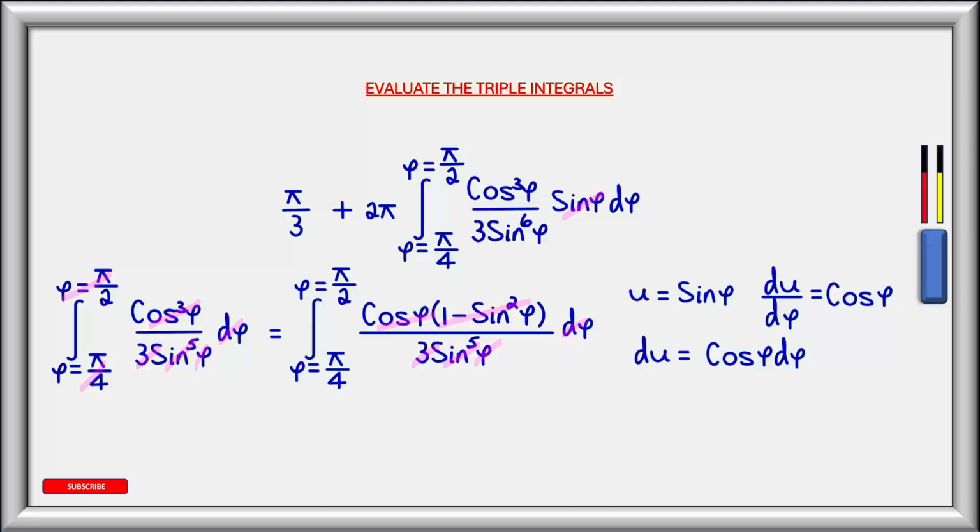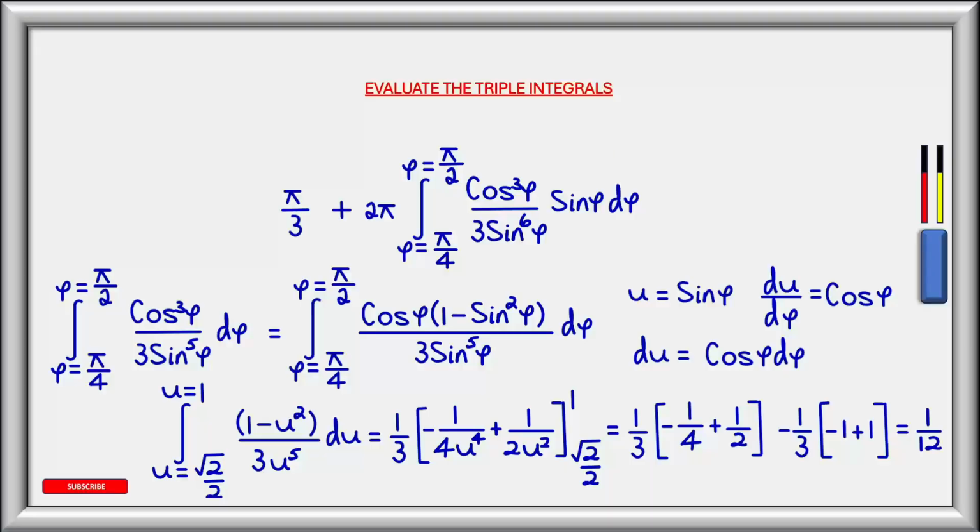And to integrate this, we're going to make a substitution. So we're going to let u equal sine phi. So du by d phi is equal to cos phi, and du is equal to cos phi d phi. If we now make the substitution and change the limits to reflect the fact that u equals sine phi, we have the integral from u equals the square root of 2 divided by 2 to u equals 1 of 1 minus u squared divided by 3 multiplied by u to the power of 5 du.